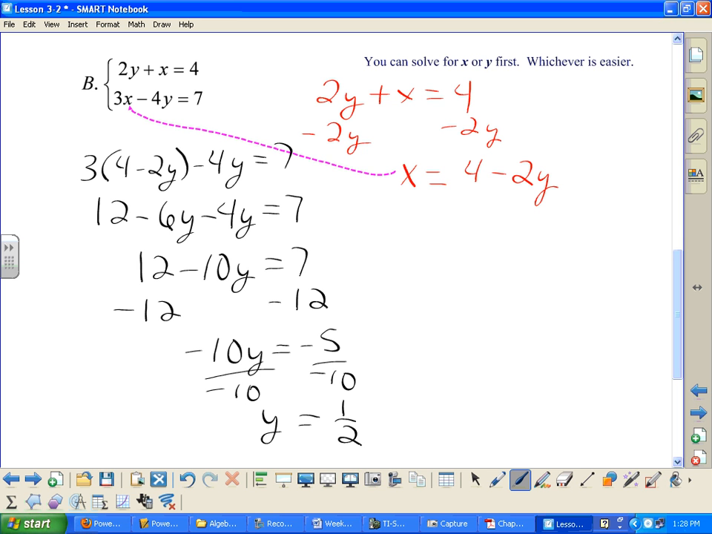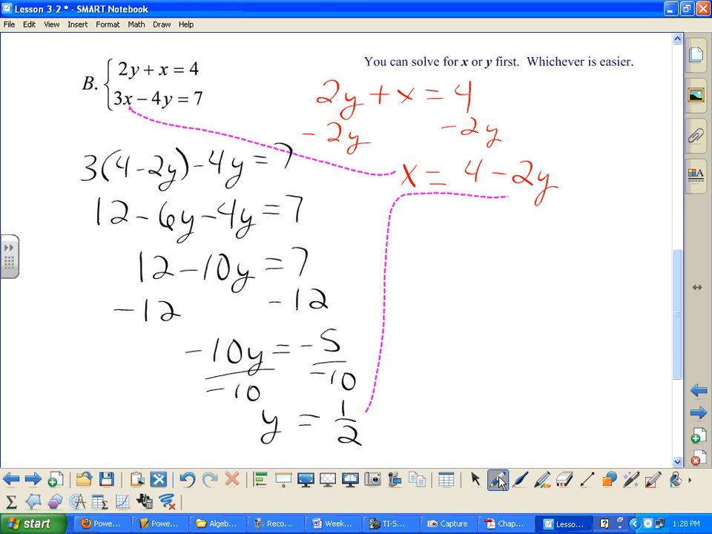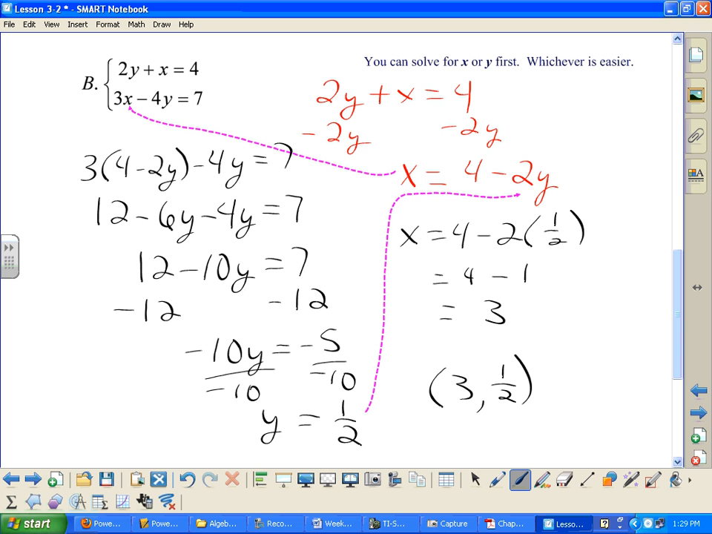Now once we know what y equals, we'll take that and put it up in here into the equation for x. So we get x equals 4 minus 2 times 1/2. So 4 minus 1 is 3. So the answer for this one would be the point (3, 1/2). And make sure you put them in the right order.